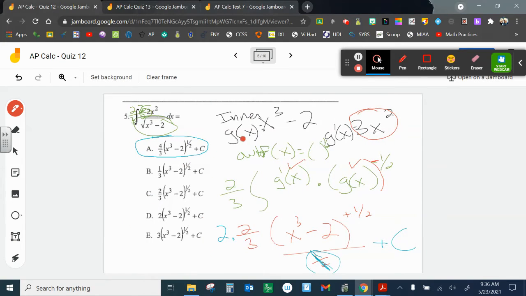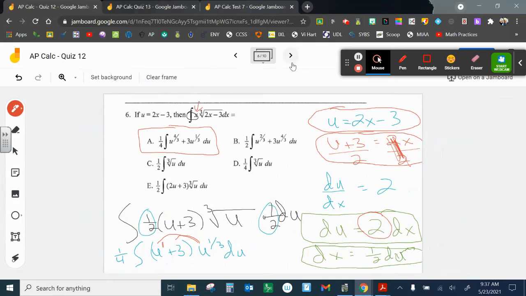Where on number 5, when I had my innermost function, it was x cubed minus 2. When I took the derivative, 3x squared, my license to integrate already had a 2x squared. All I had to do is multiply it by 3 halves to get to my license to integrate, which would allow me to undo the pattern. So when you have to multiply by a constant, you can just do that pattern recognition.